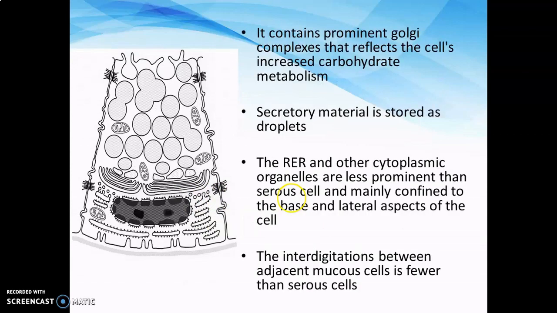And the mucous cell contains prominent Golgi complexes as it reflects the cell's increased carbohydrate metabolism. Other organelles are less prominent when compared to the serous cell because the cell is not involved in protein synthesis. And there are intercellular junctions connecting adjacent mucous cells, but these interdigitations are fewer when compared to that of the serous cell.